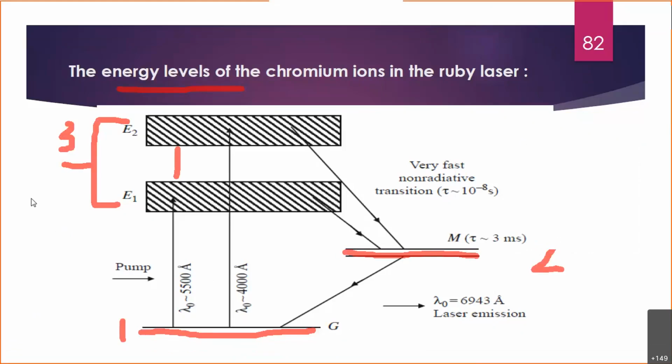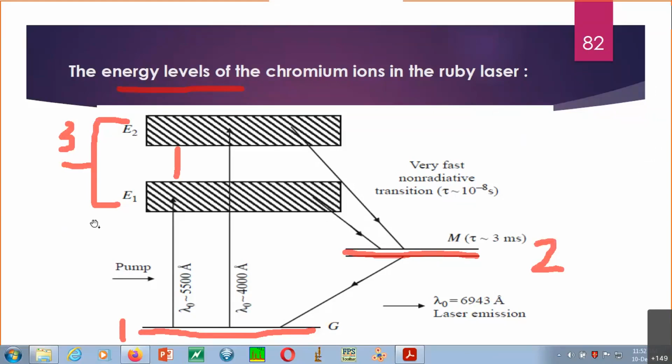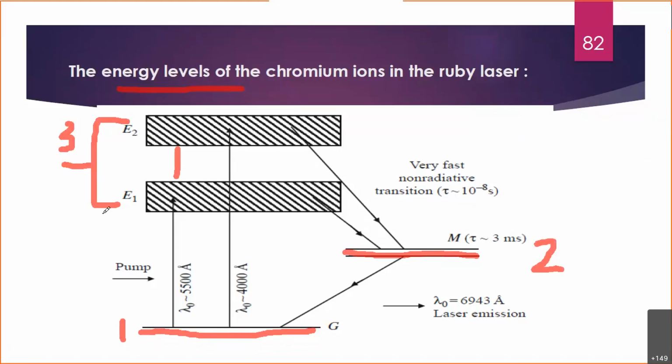Now let me make it clear again. All these levels 1, 2, 3 you are familiar with. Level 1 is the ground level, level 2 is the metastable state. That's why you see M is there, and you see the lifetime of 3 millisecond. That's what we have discussed till now. This is the case of a 3-level system. Remember, the ruby laser works on the 3-level system principle, and E1, E2 collectively form level number 3.